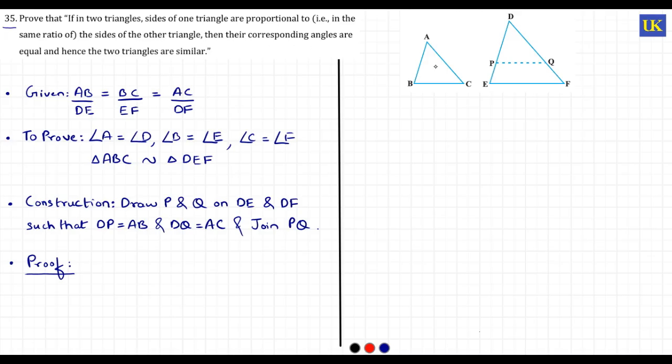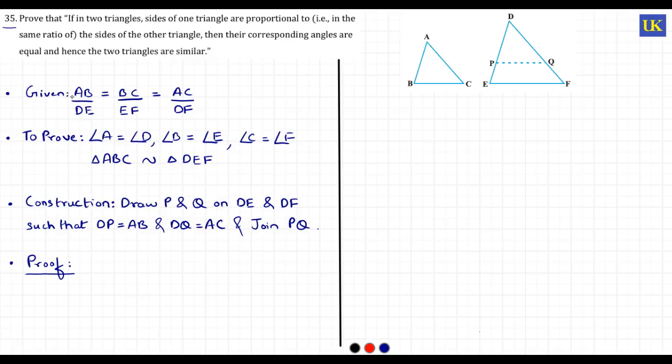So they are saying that if all the sides of this triangle are in proportion with all the sides of this triangle, then their corresponding angles are equal. So if the sides are in proportion, then the angles will be equal, so that A will be equal to D, B will be equal to E, and C will be equal to F, is what we have to prove. And hence the two triangles are similar.